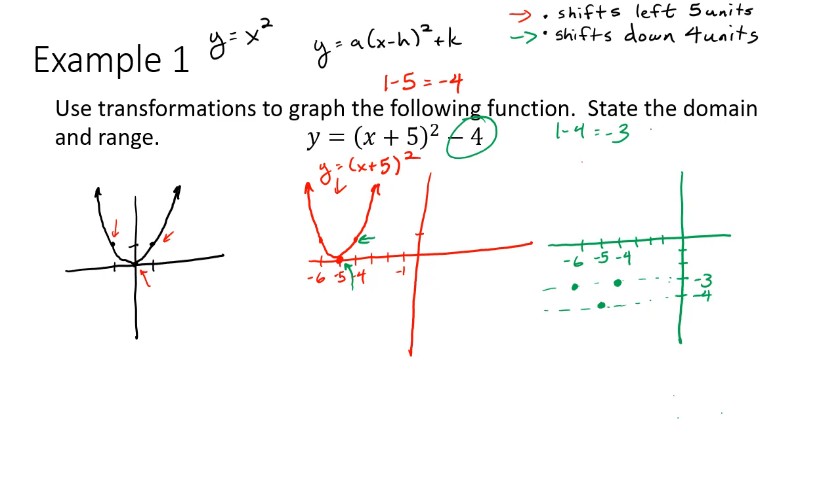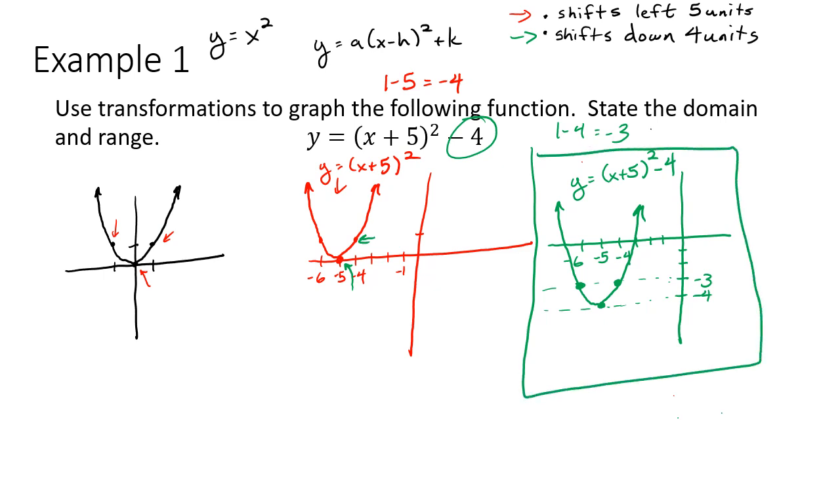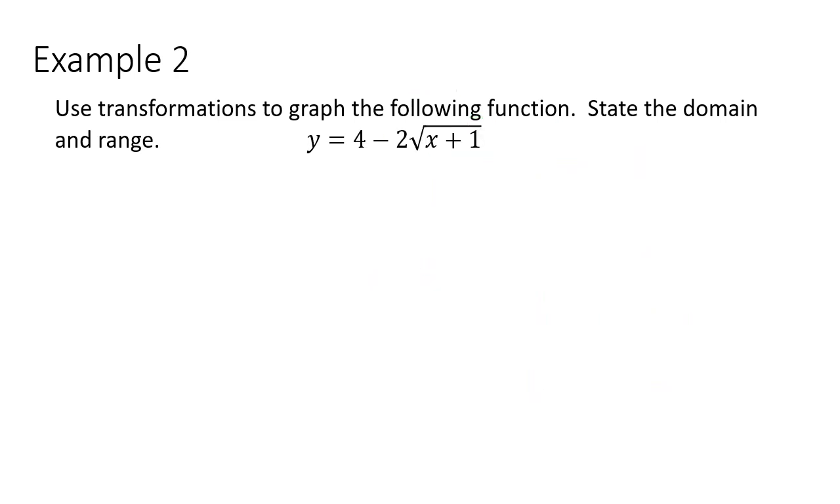Again, same triangle of dots. That's what we expect every time. And so our final graph of y is equal to x plus 5 quantity squared minus 4 would look something like this. All right, so let's take a look at another. We're going to look at one of each type, so 3 examples in total.